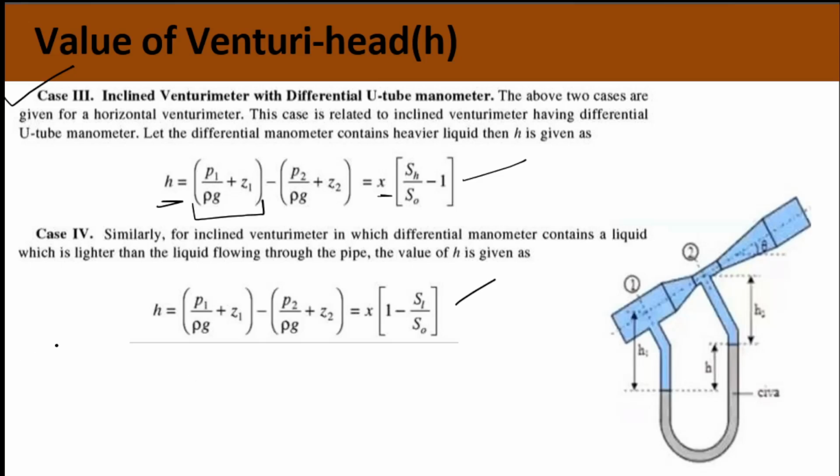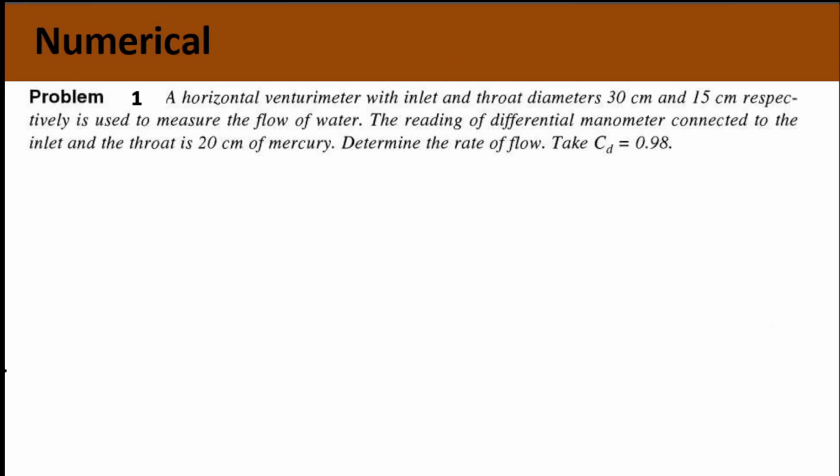Now, we have seen in the previous slides the derivation for the flow rate or discharge through the Venturimeter. Now understand that on the basis of these things, there are simple numericals where we want to find out the discharge through the Venturimeter. Understand that the orientation of the Venturimeter, that is horizontal or vertical or inclined, plays a very important role in the analysis to find out the flow rate.